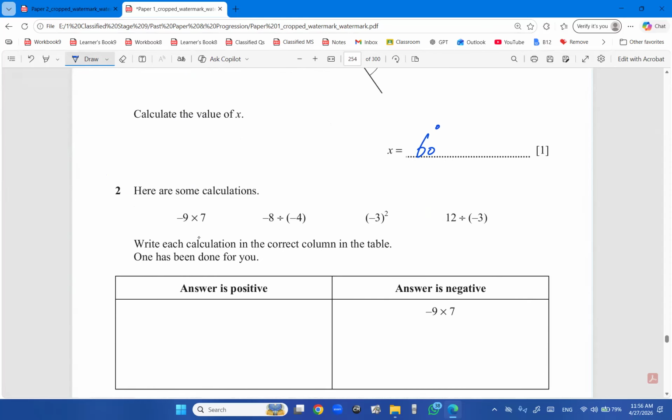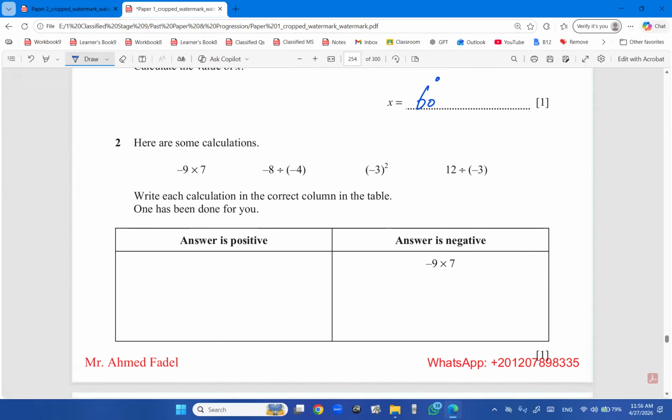Here are some calculations. They want you to find the answer that is positive. You're going to find that it is -8 divided by -4, and you're going to find that it's -3 all squared. The answer that is negative is going to be here, negative 12 divided by -3. Here is the positive, here is the negative.